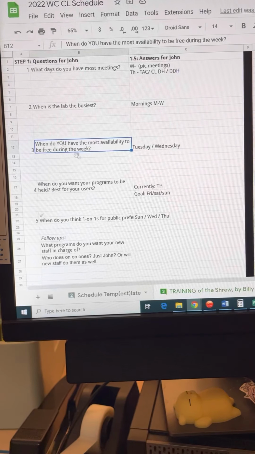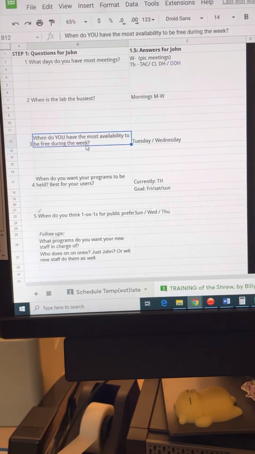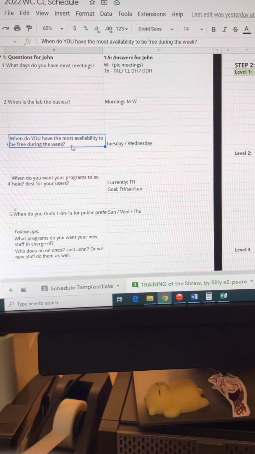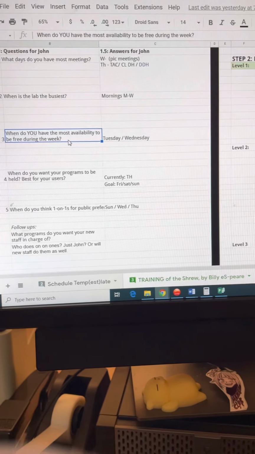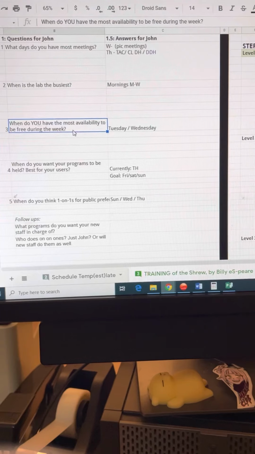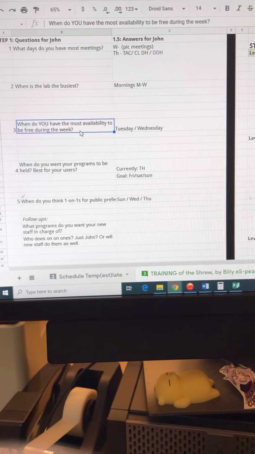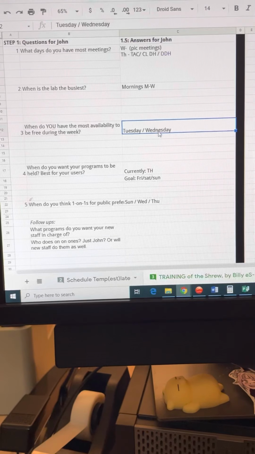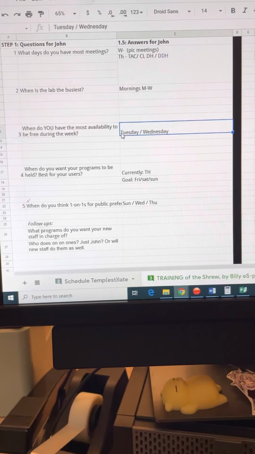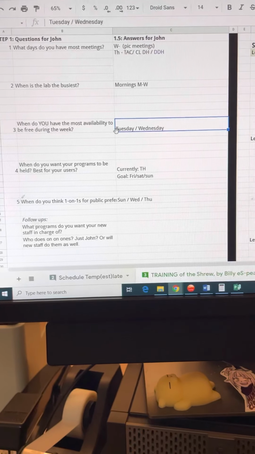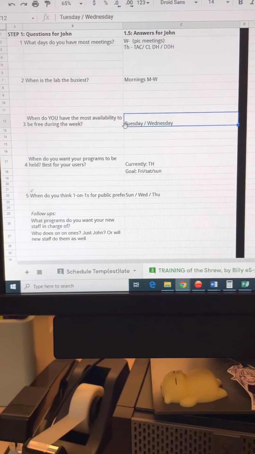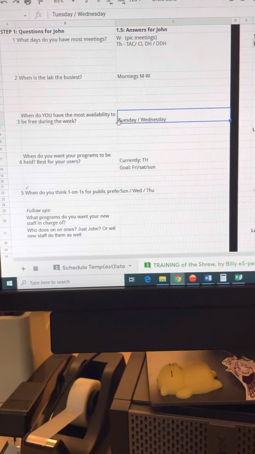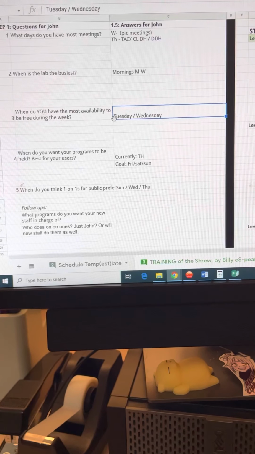When do you, the department head, have most availability? Because this can do one of 2 things. It can tell you the times you least need somebody, right? So it seems like obviously you're not busy Wednesday afternoons and Tuesday days. So this is an opportunity for you to realize that you might not want to use your resources on those days and times. So just a little bit of prioritization.